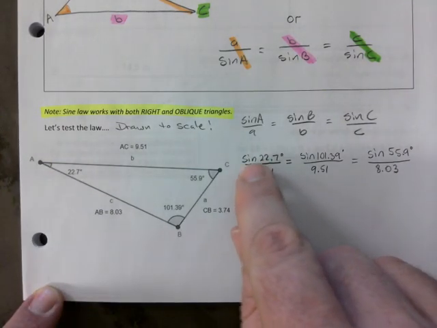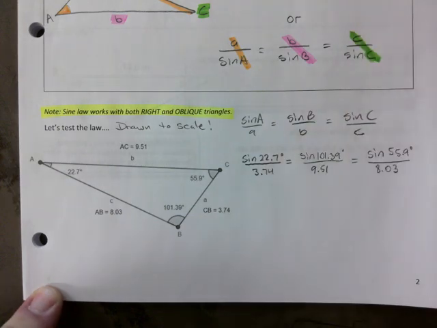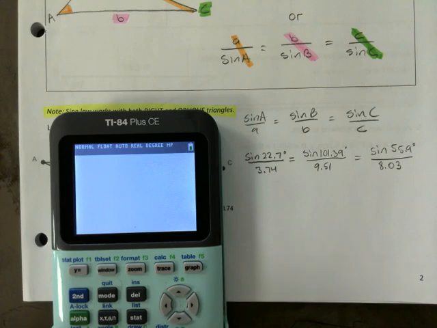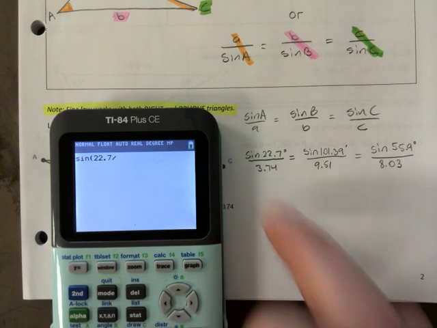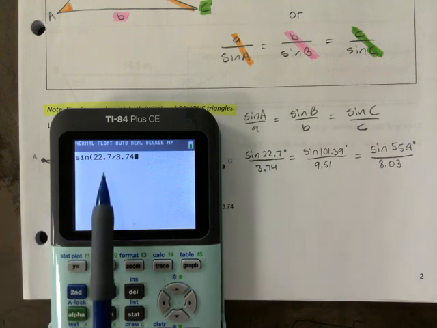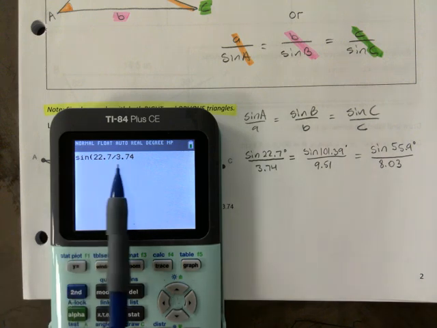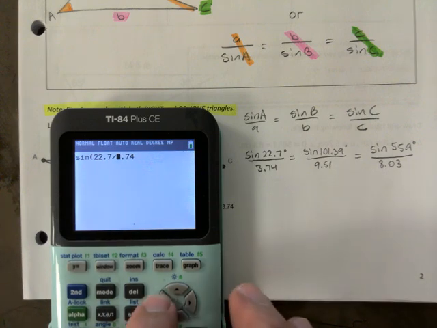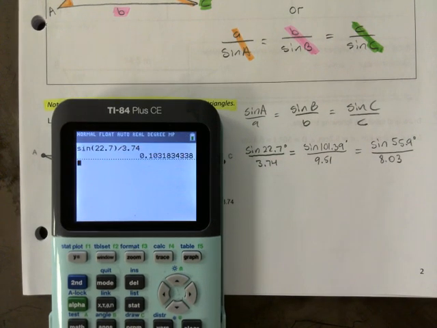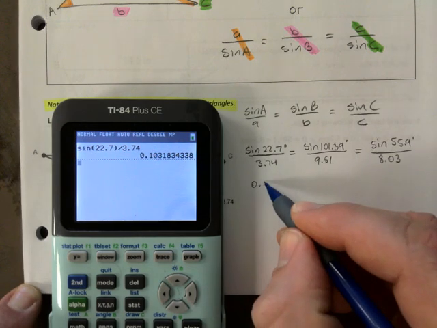But let's figure out, let's go sine of 22.7 divided by 3.74 and write that down. So sine of 22.7 divided by 3.74. You have to be careful here. This is going to give you a problem if you just do that, because it goes sine bracket and then this. So I need to make sure I close the bracket there. It's sine of 22.7 divided by 3.74.